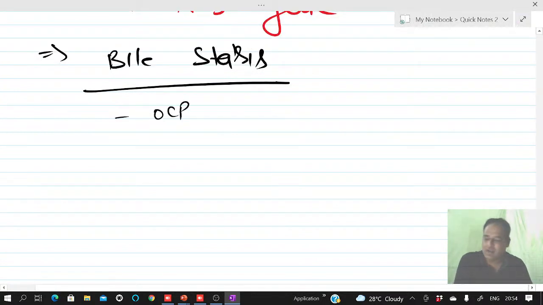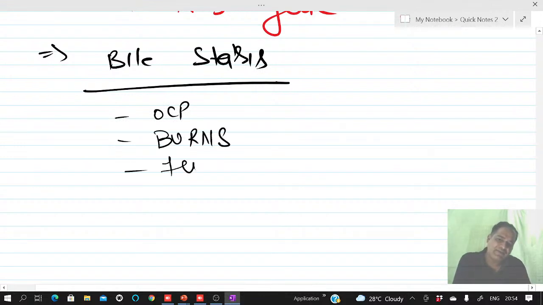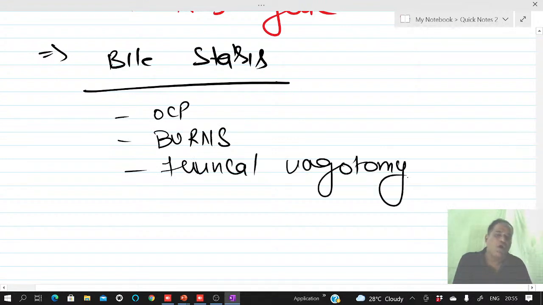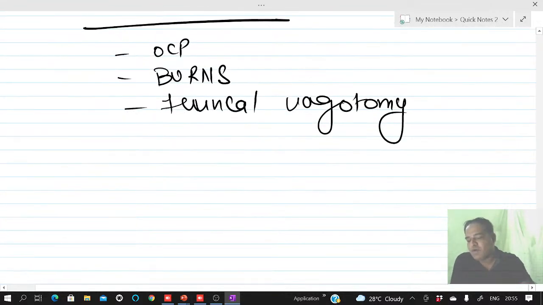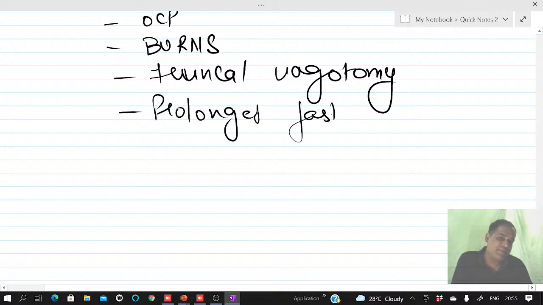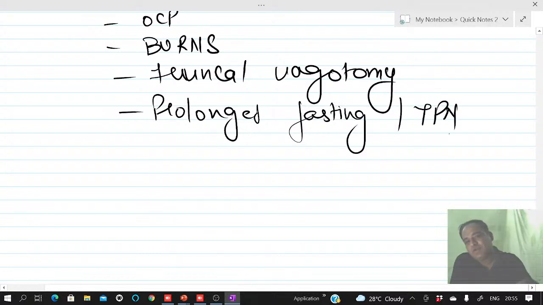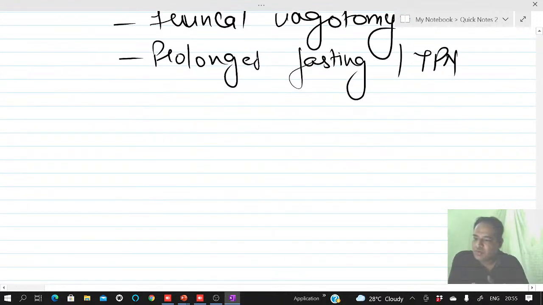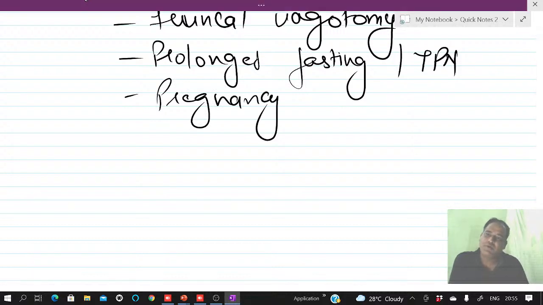Now, how does it occur? It occurs because of oral contraceptive pills. It occurs if your patient has massive burns. It occurs if your patient had undergone truncal vagotomy. Remember, truncal vagotomy would cause stasis. If your patient is on prolonged fasting or total parenteral nutrition, yes, of course, pregnancy, how could I forget it? The most common cause there.